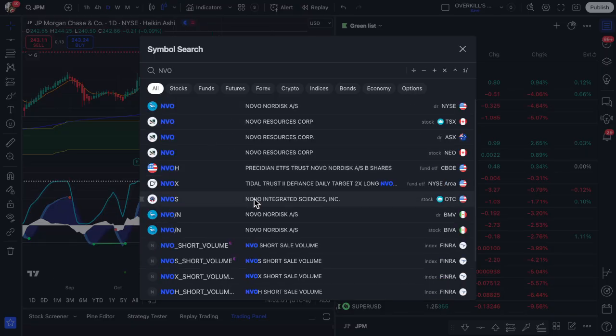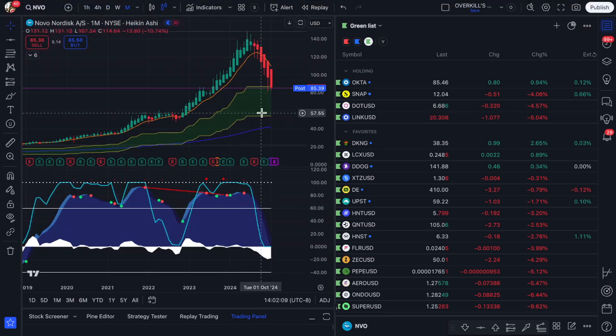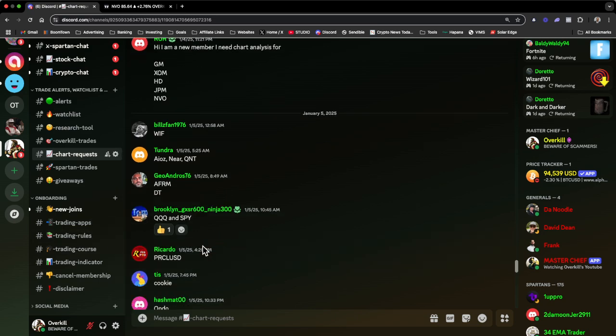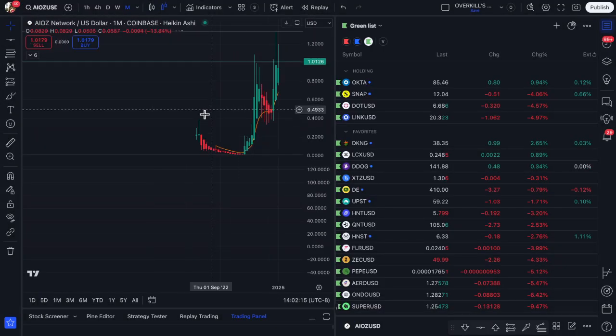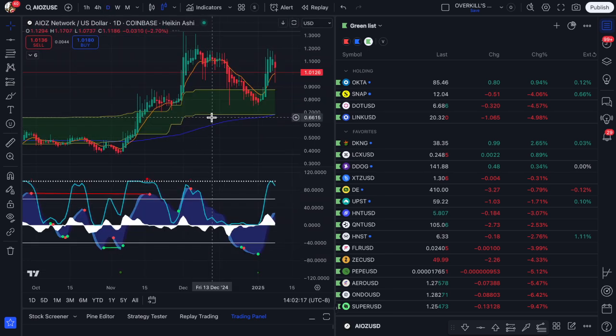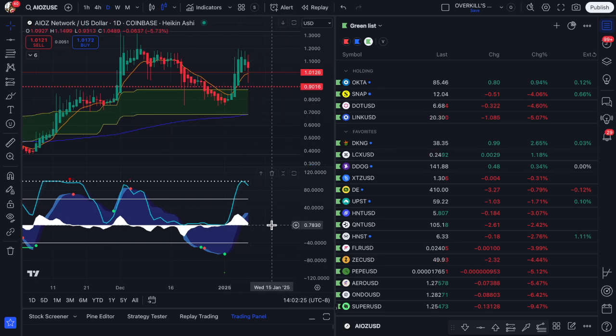NVO. This one's getting tanked. This one's getting wrecked. Okay, ugly. Okay, wait for the green dot to come back on the monthly. WIF, we covered. AIOZ, that one's green on the monthly chart. But you can see that big red candle today. So use the stop at the bottom of that big red candle at around 90 cents. If that breaks, I would sell it.